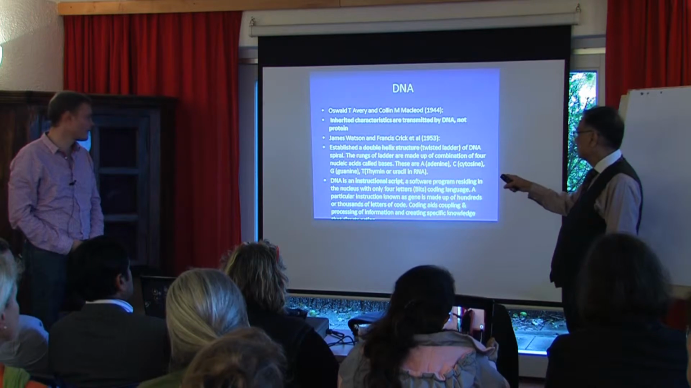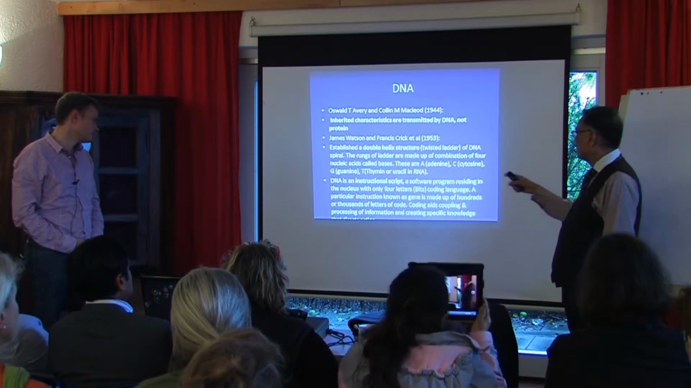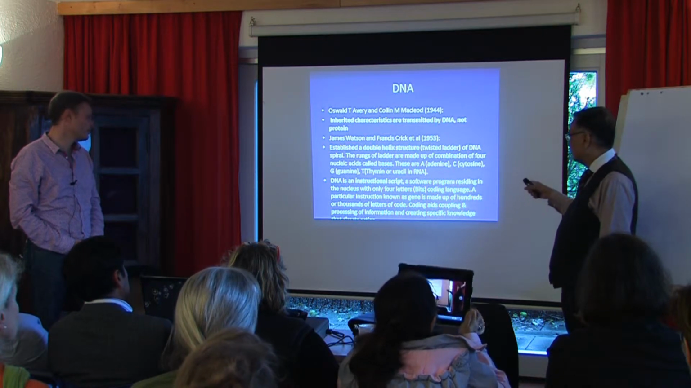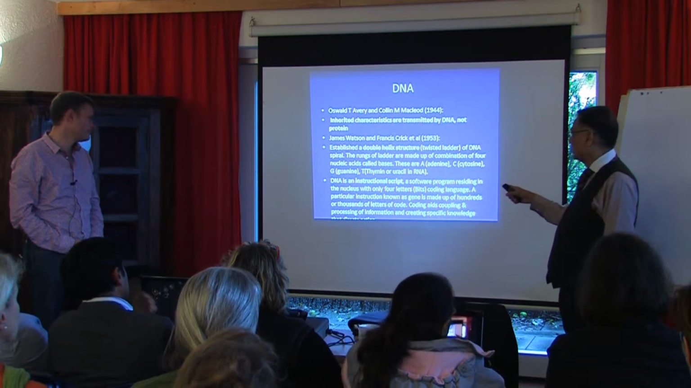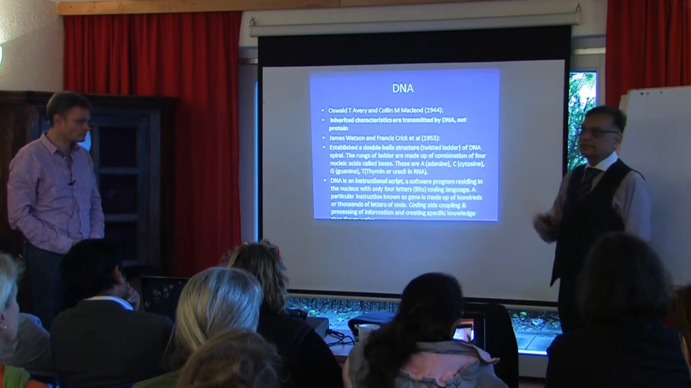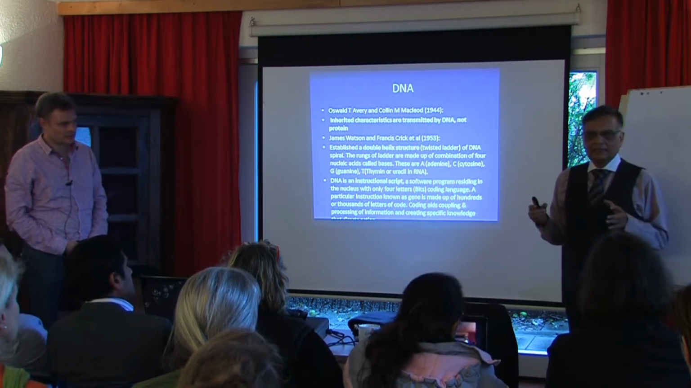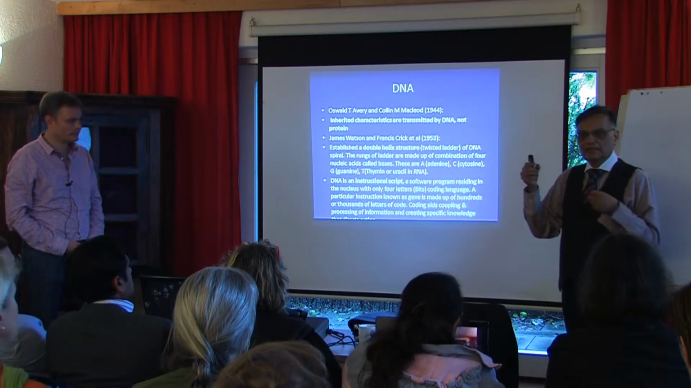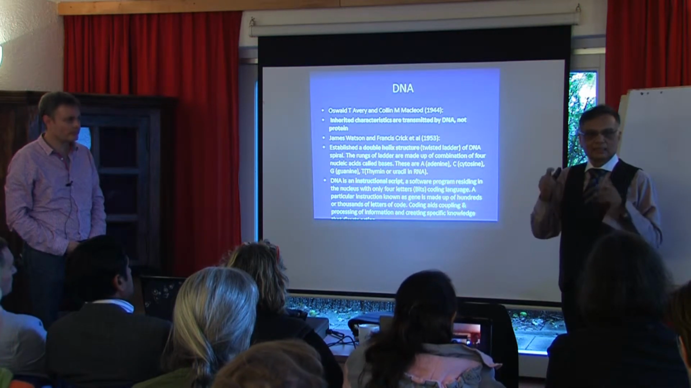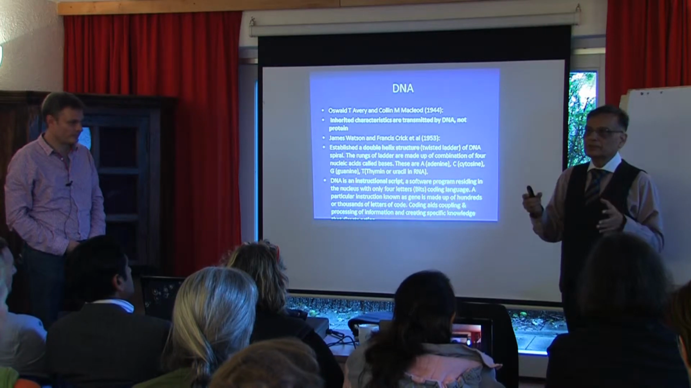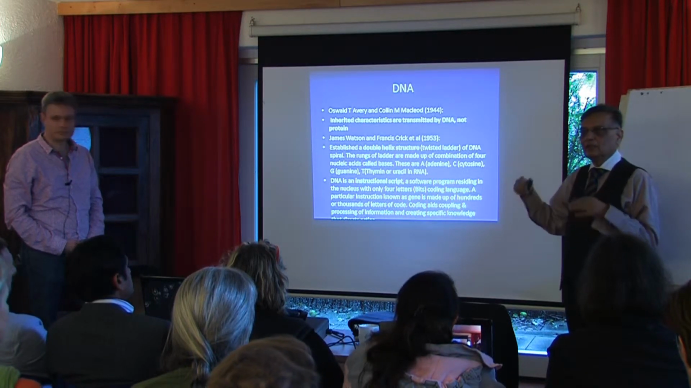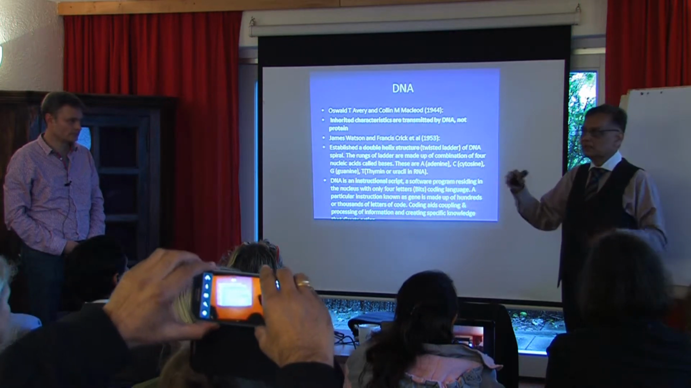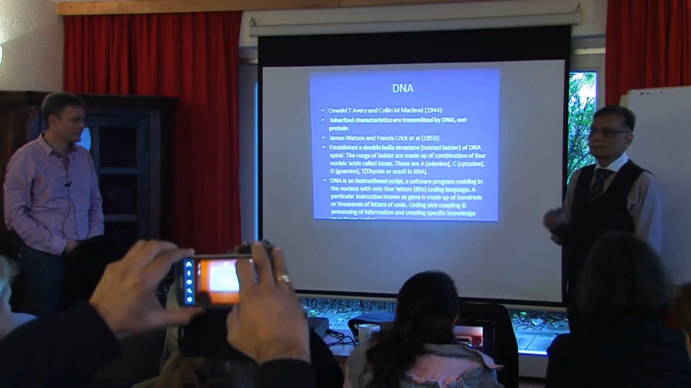A particular instruction known as a gene is made up of hundreds or thousands of letters of code. Coding aids coupling and processing of information and creating specific knowledge. This is exactly the same as the human brain; any living cell is like a supercomputer. It's the same way: the coding, the processing, everything occurs, and that's how the whole thing processes.